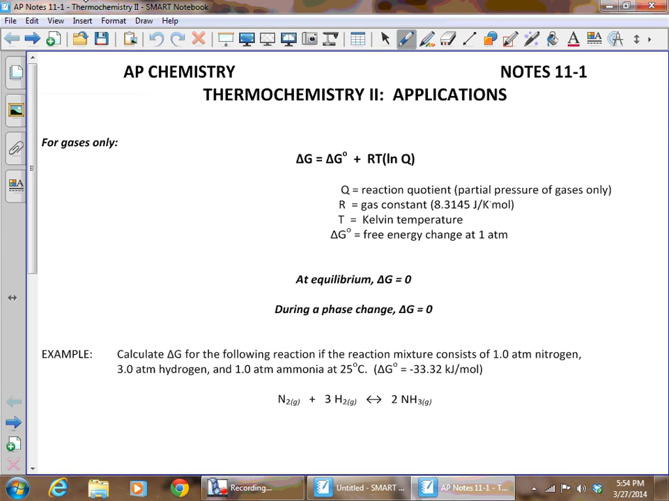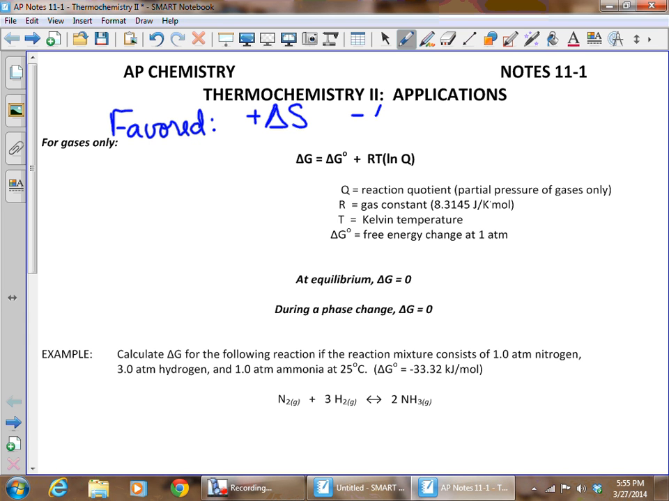Today we'll be discussing applications of thermochemistry. Keep in mind as a review that we have some favored conditions when we deal with thermochemistry. Favored conditions include a positive delta S. A positive delta S is entropically favored.